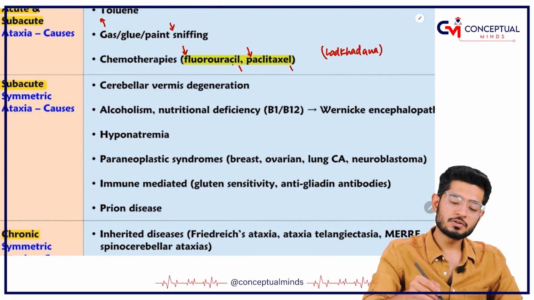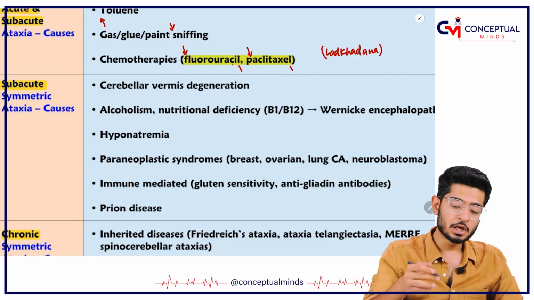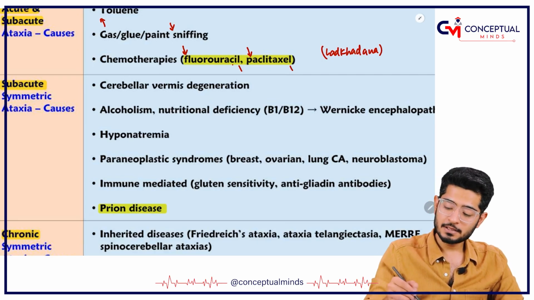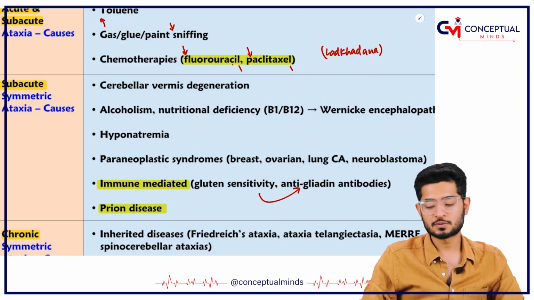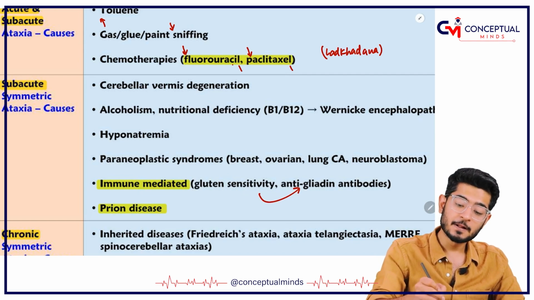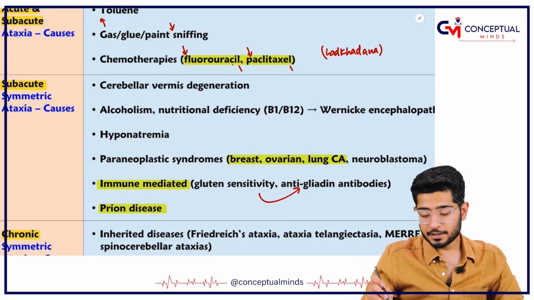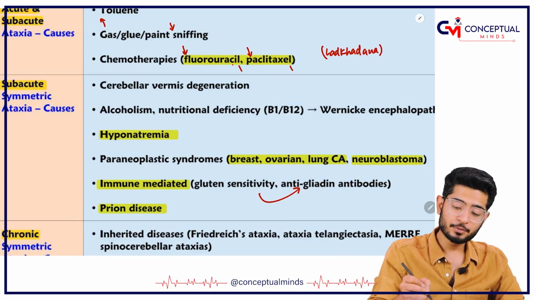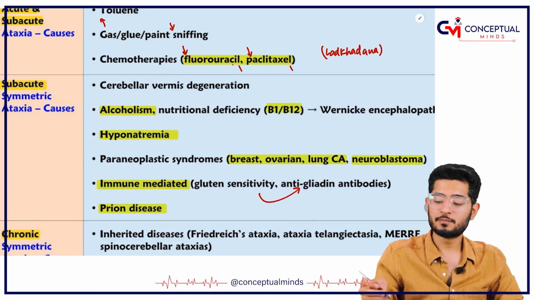Then what are the chronic causes? So chronic means it is not acute, but it is not subacute also, somewhere in between. So what are the causes? Like Prion disease can be there. There can be immune mediated conditions like gluten sensitivity. So this gluten sensitivity is going to have some antibodies which are called as anti-gliadin antibodies. Then some paraneoplastic syndromes like lung cancers, ovarian cancers, neuroblastomas, breast cancers, even hyponatremia, decrease in sodium, then alcoholism, nutritional deficiency of B1 and B2.